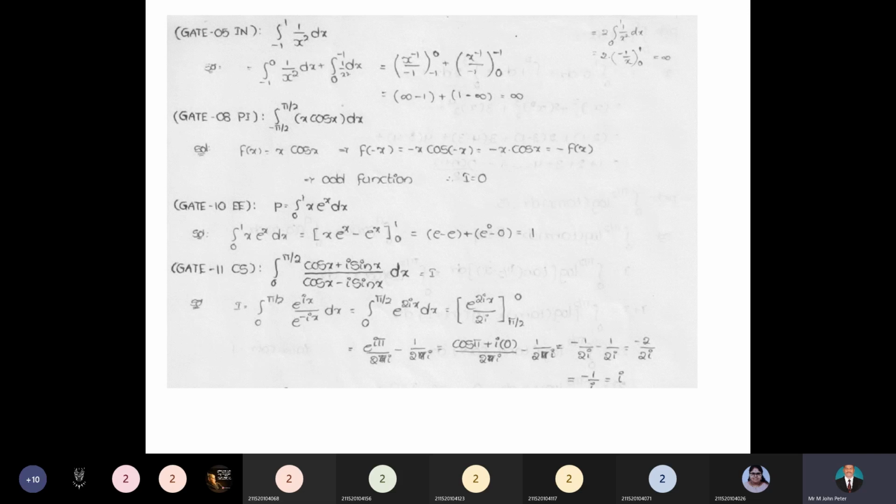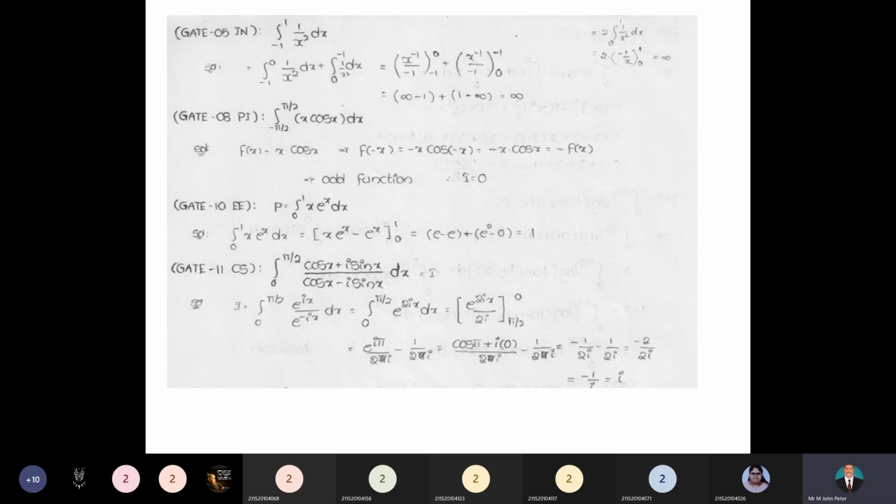For this case, integral 0 to pi by 2. If it is the first problem, 0 to 1 twice, like you can write. First, the function is an even function. Instead of this, you can do integral 0 to 1, positive, 1 by x square dx, because f of x equals f of minus x. So you can use the even and odd function concept for the first problem also.